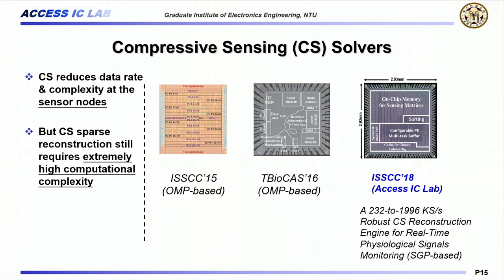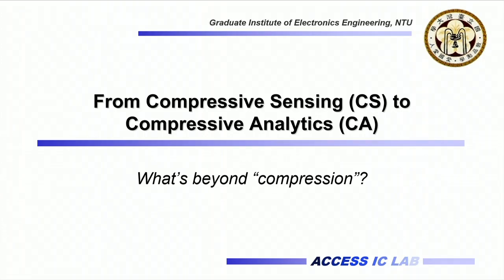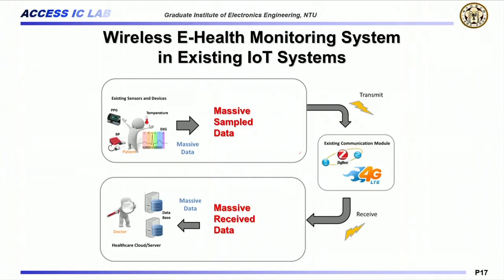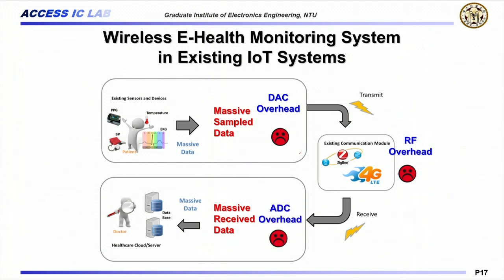And in our lab, we also developed a new reconstruction chip based on the stochastic gradient pursuit method. So compression seems to be the objective of compressed sensing, but what's beyond compression? So this shows a typical wireless e-health monitoring system. If we don't do any compression, we will have massive sample data. Therefore, it will suffer from the DAC overhead, IO overhead, and ADC overhead. So people start to think even about the machine learning overhead.